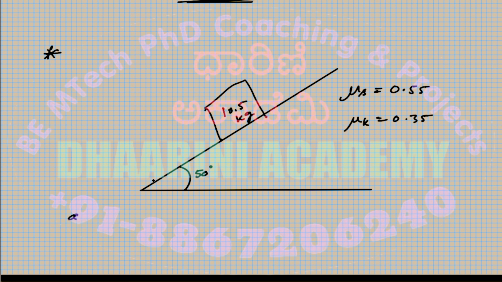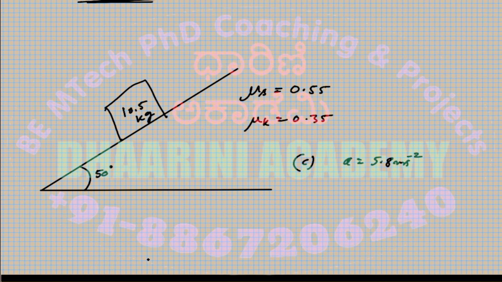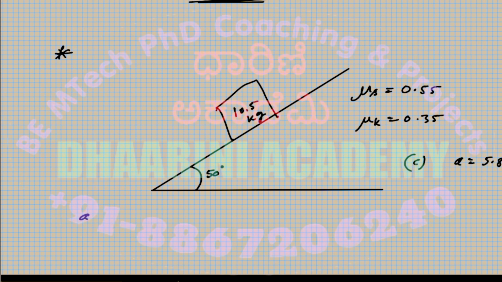Okay, so for the part C question, part A and part B still remain the same. For part C, the acceleration has to be 5.8 meter per second square. Only that changes. Okay. Other than that, everything else remains the same.